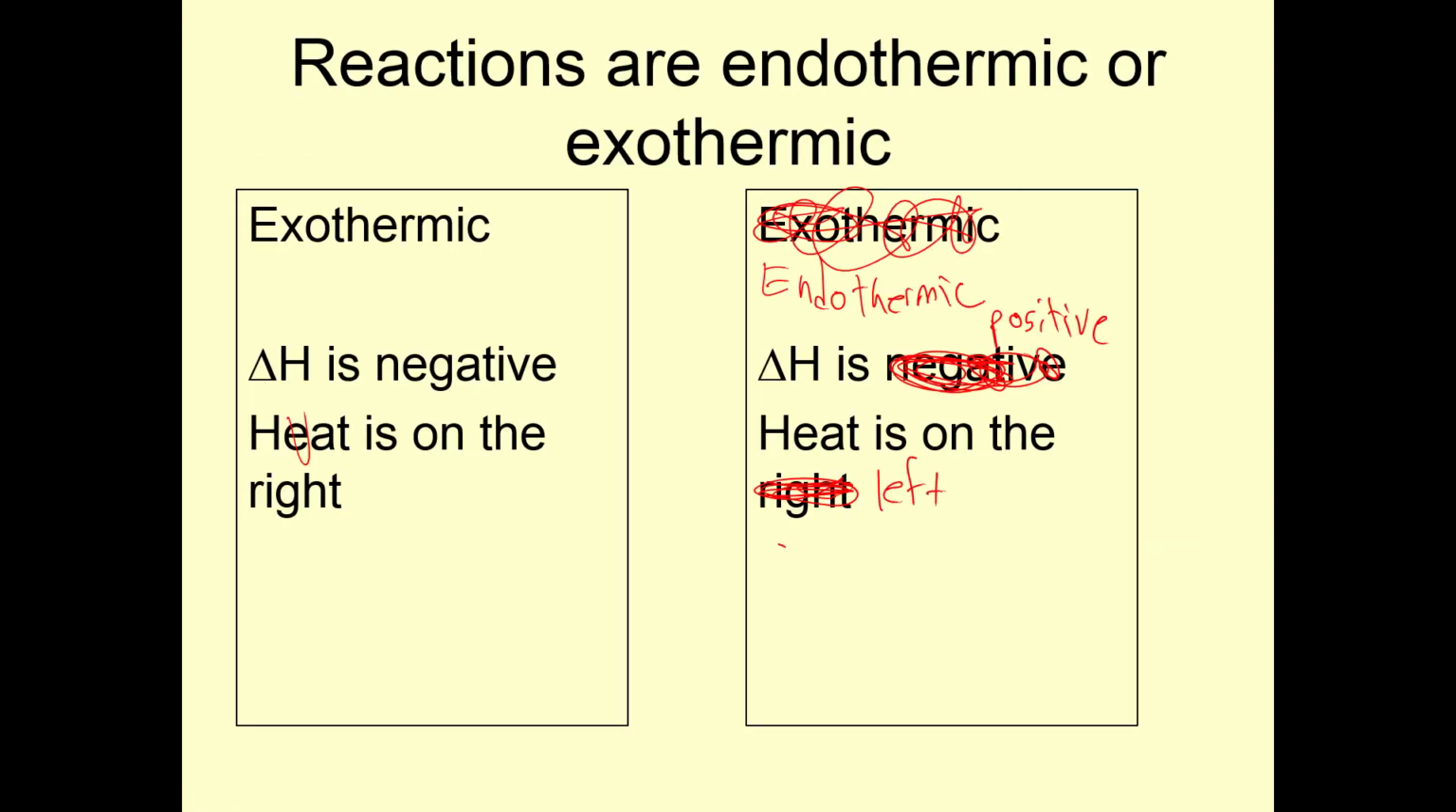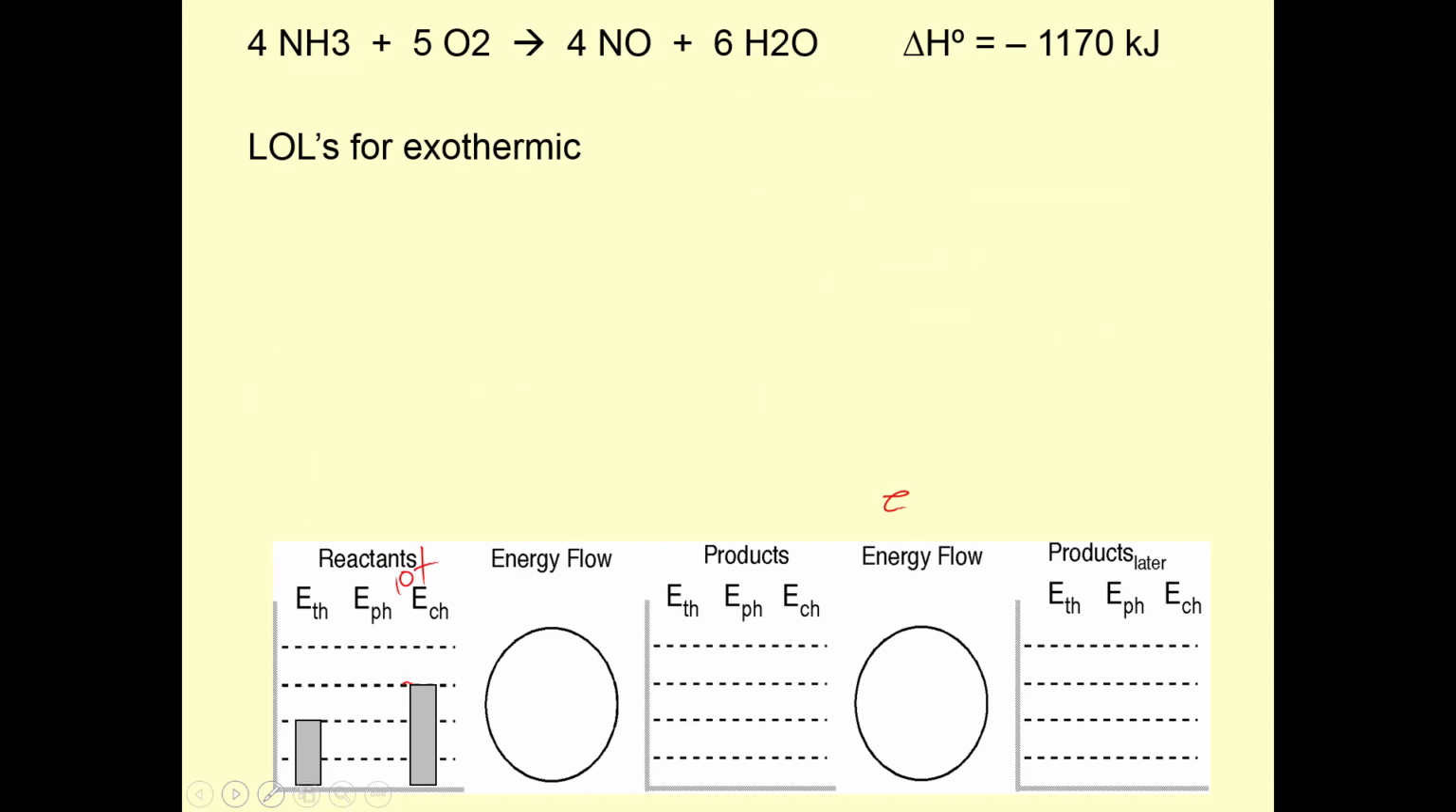The other thing about endothermic is it feels cold. Exothermic, delta H is negative. Heat is on the right, and it feels hot. And there you go. There are the two little definitions we need to know.